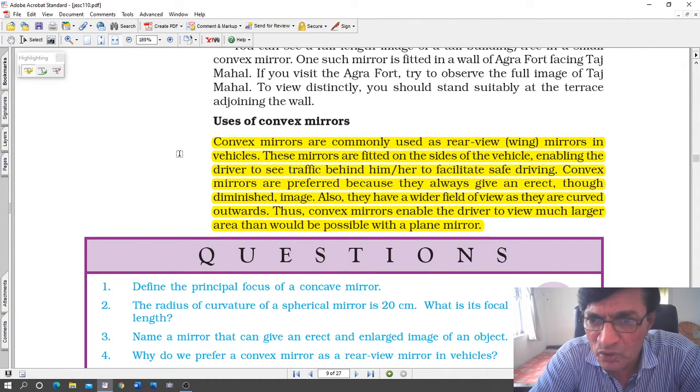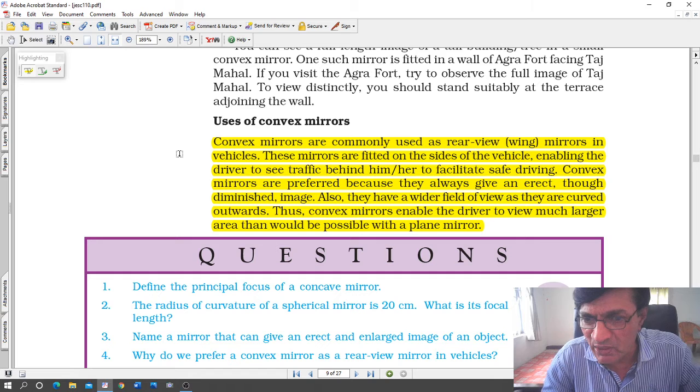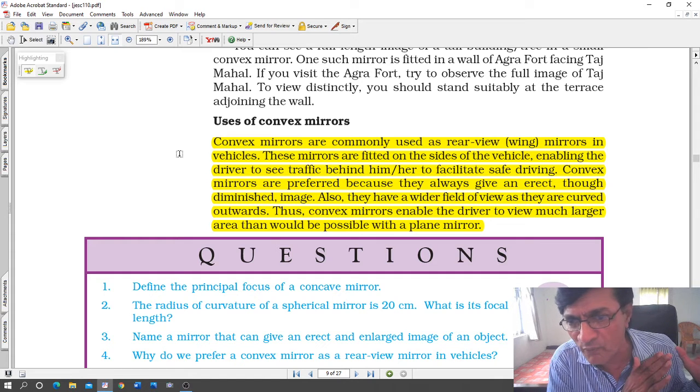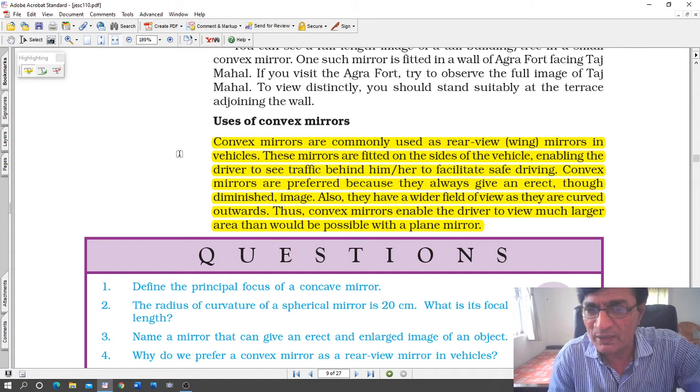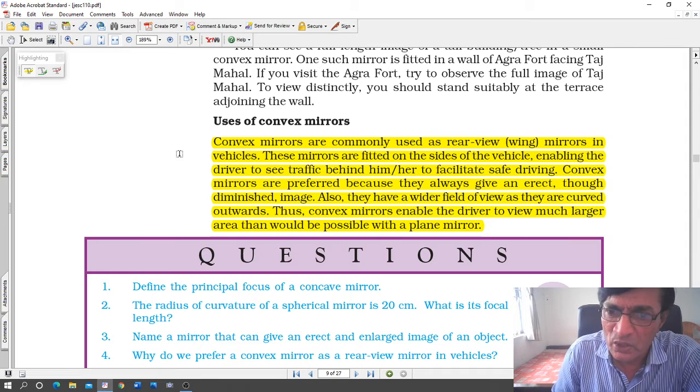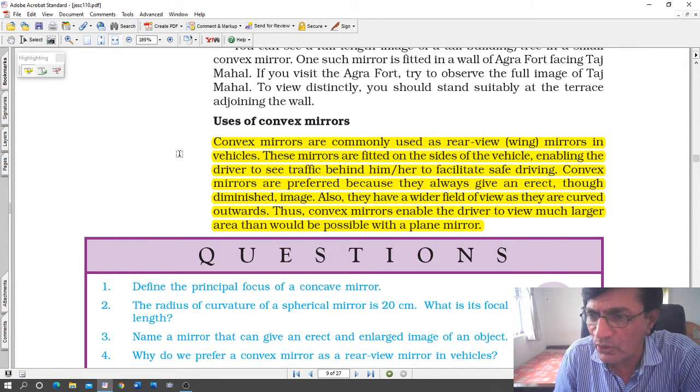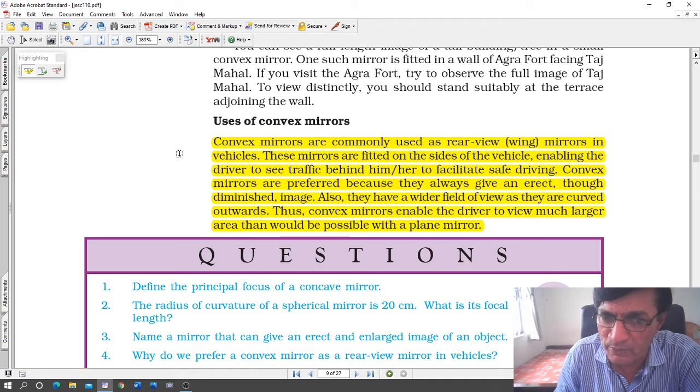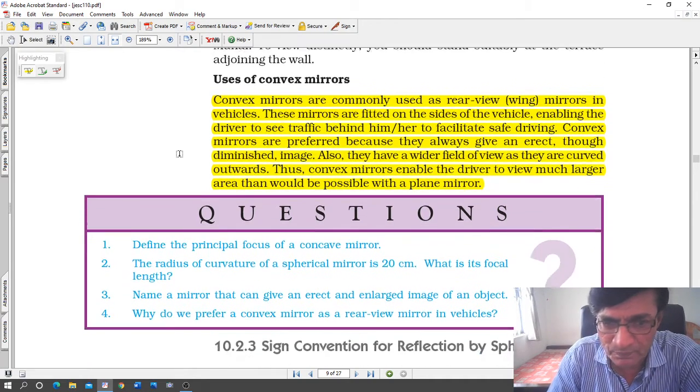Why? Because a virtual, erect and diminished, small image is formed. So you get a larger field of view. You are able to see more from behind, and therefore a driver can take action accordingly. So you cannot use a plain mirror out there, or a concave mirror out there. Only a convex mirror would be ideal for that.